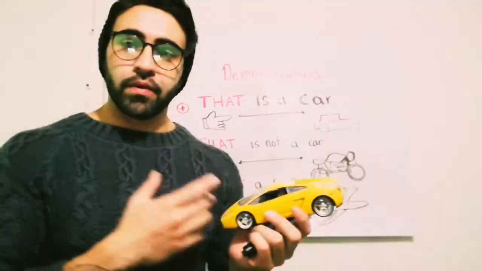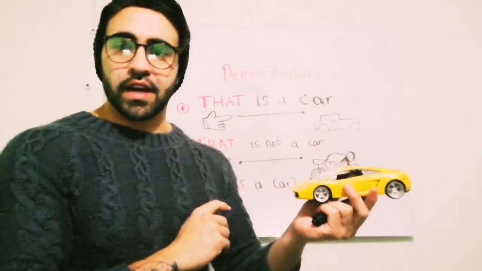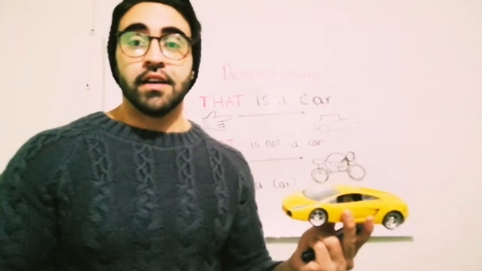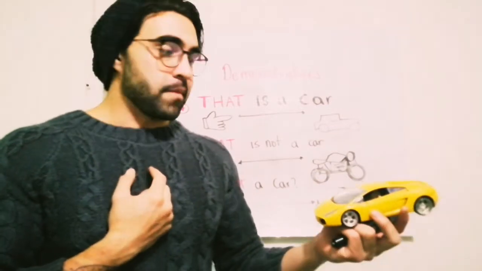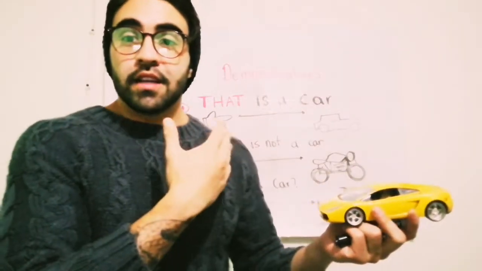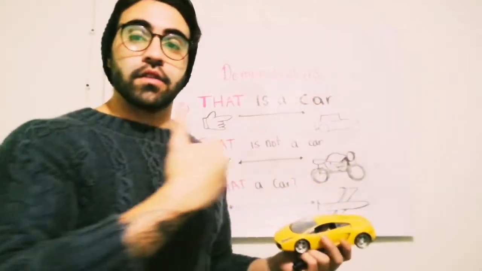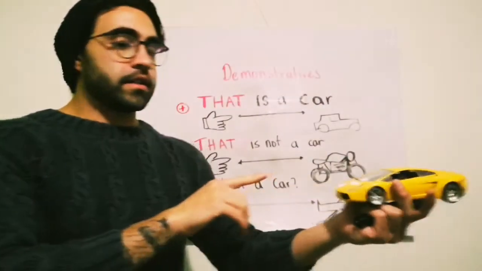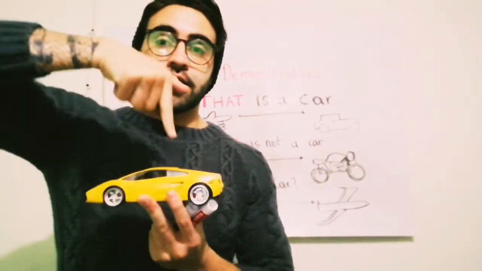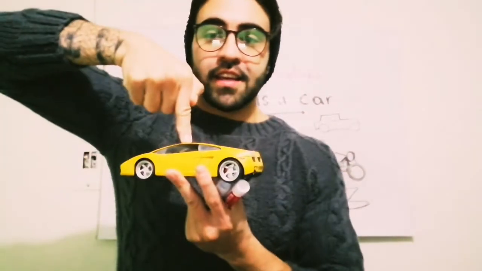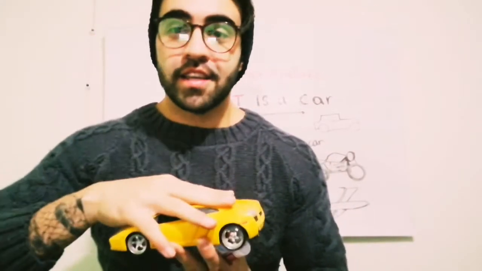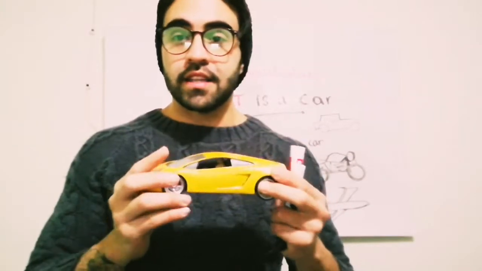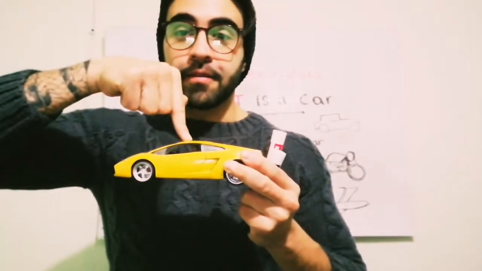Now, let's have an example with the car. Here I have a car, right? It's a toy car. It's not a real car, but it's an object, right? So if I want to demonstrate the car, and I want to know if it's a far distance or if it's a short distance. For example, if it is a short distance, look at my finger. I say, this is a car, right? Now, it is singular, so it means that it's just one. So I say, this is a car, right?